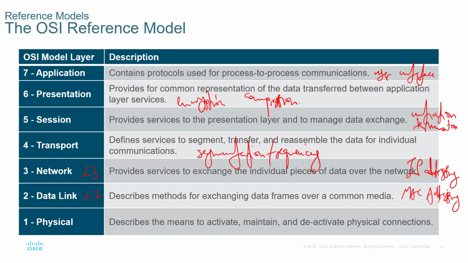Then lastly, the physical layer is responsible for encoding all the information, converting it into bits, which is the information transmittable over a channel. My bits can be converted to a voltage, to light for fiber, or to electromagnetic waves to be transmitted wirelessly.